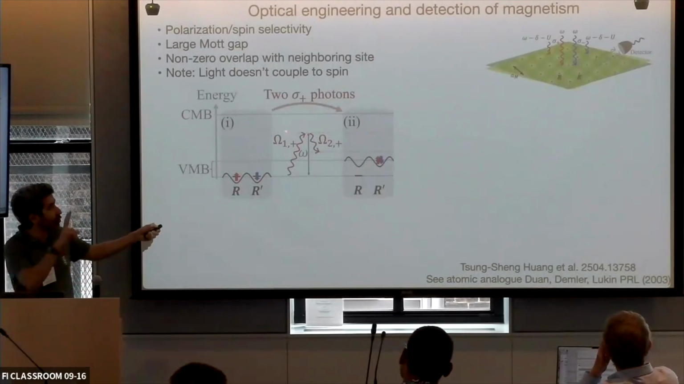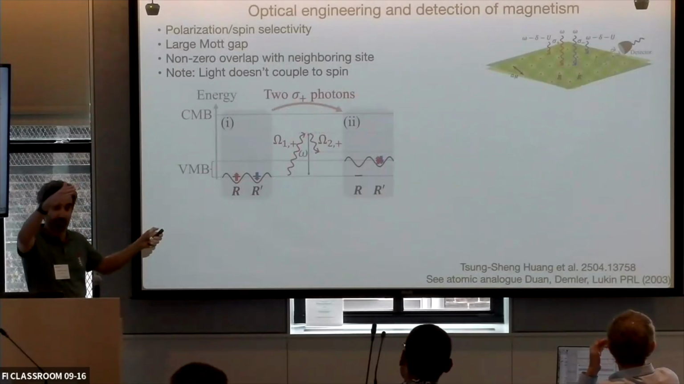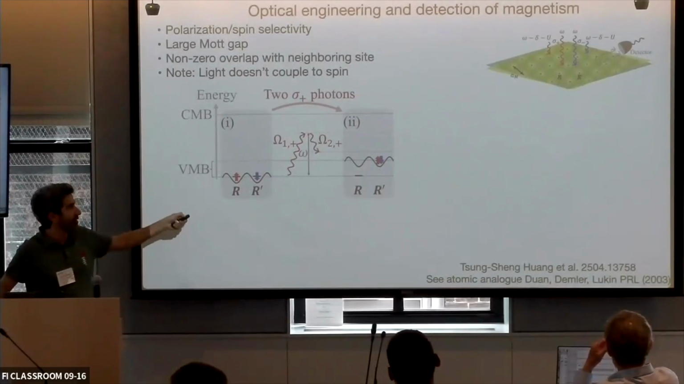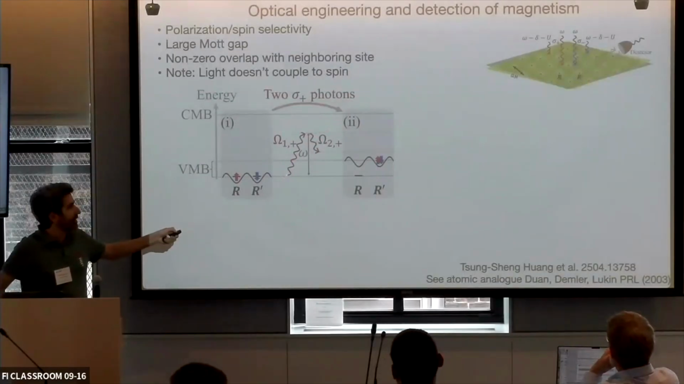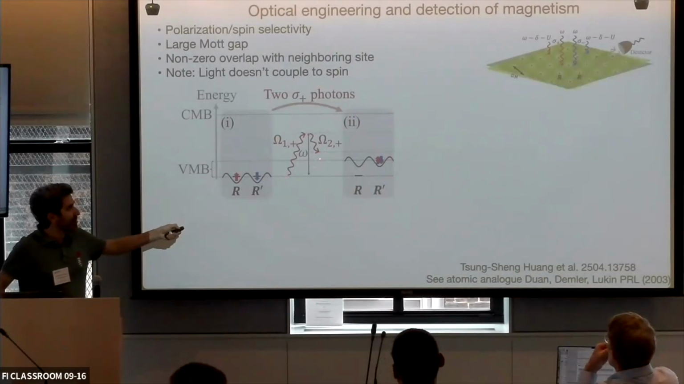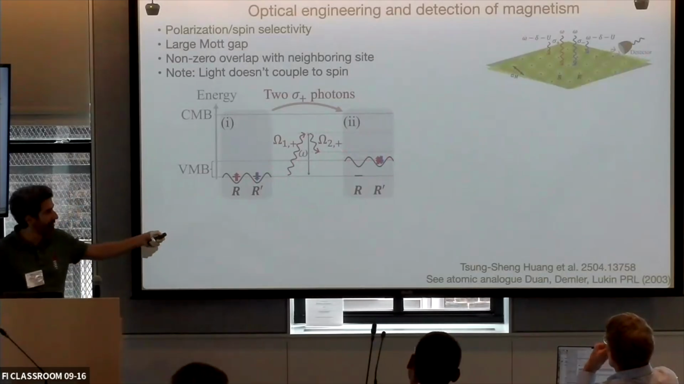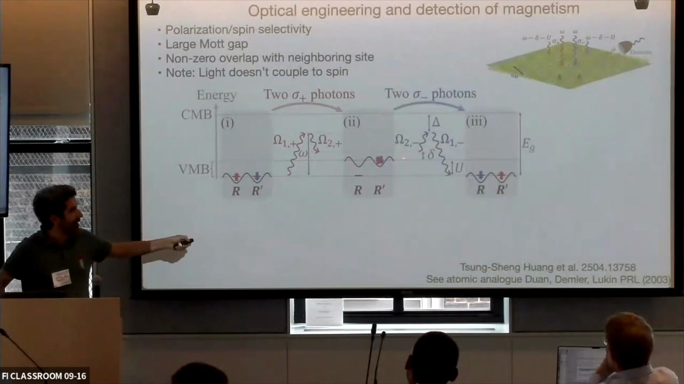Now, if I apply two-photon transitions, this is a stimulated Raman, so both of these fields are classical. Then I go to some virtual state and then come down. And I make sure that the two-photon detuning is exactly equal to the on-site interaction. Then I promote this kind of transition. Or I can be off resonant with that, such that I can now go back, but in the opposite way.